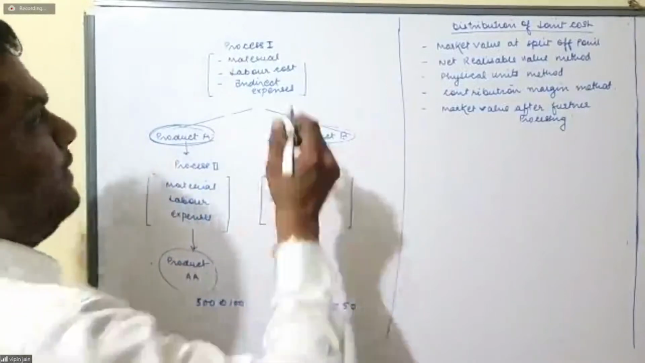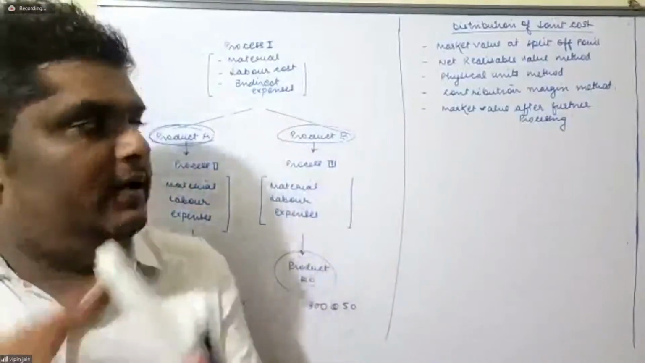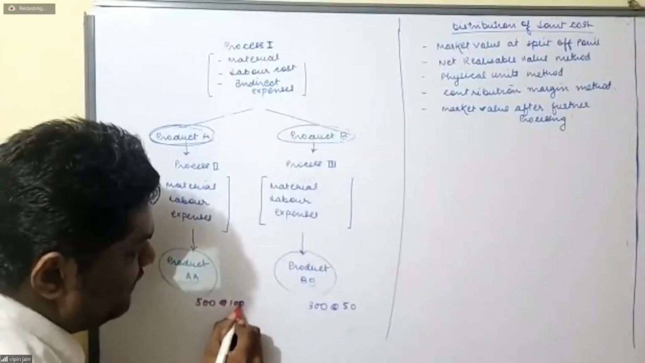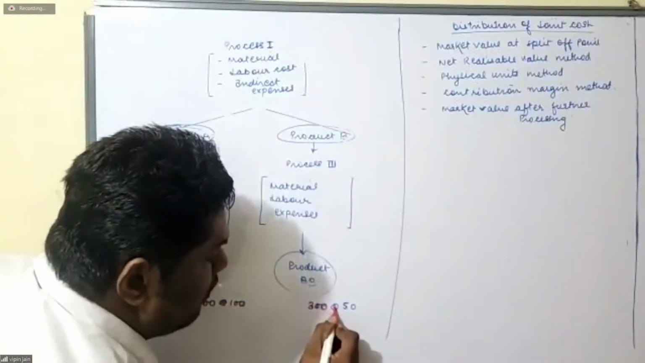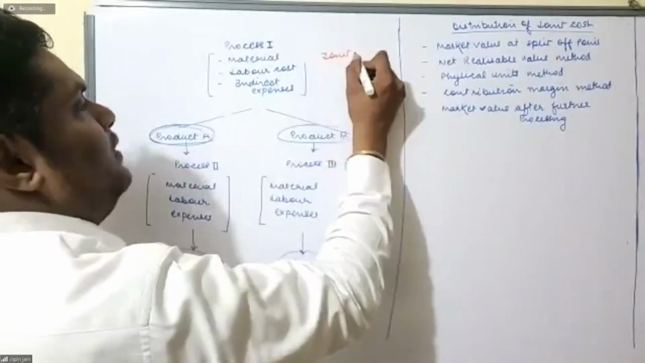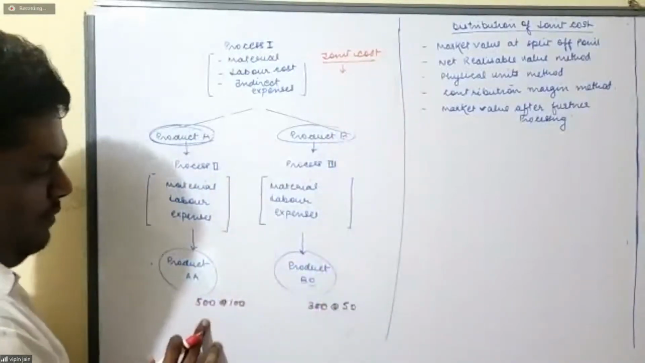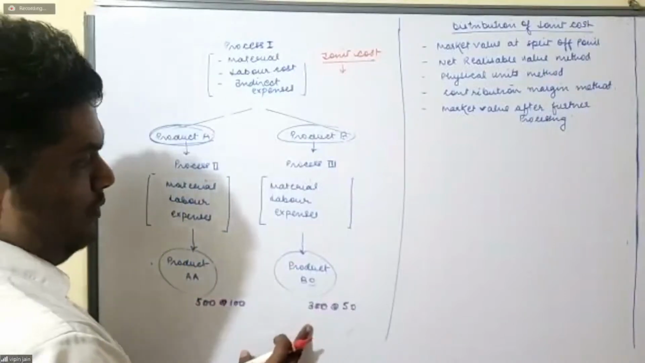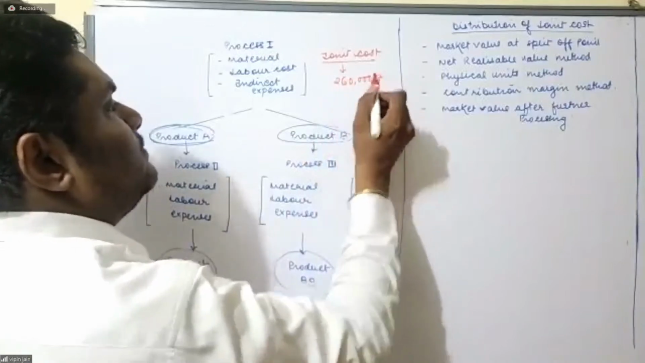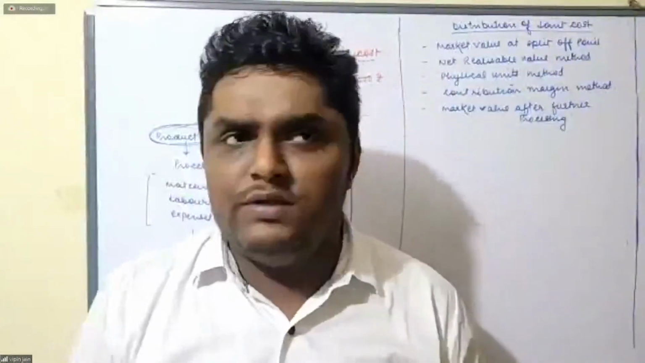Now let's say my joint cost is given in the question. This is the information that is given in the question, guys. Let's say the joint cost is given in the question, that is ₹2,60,000.